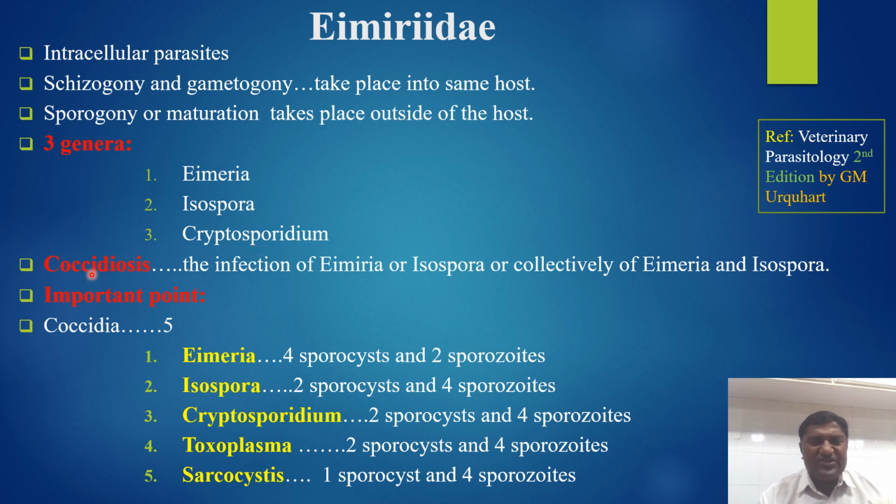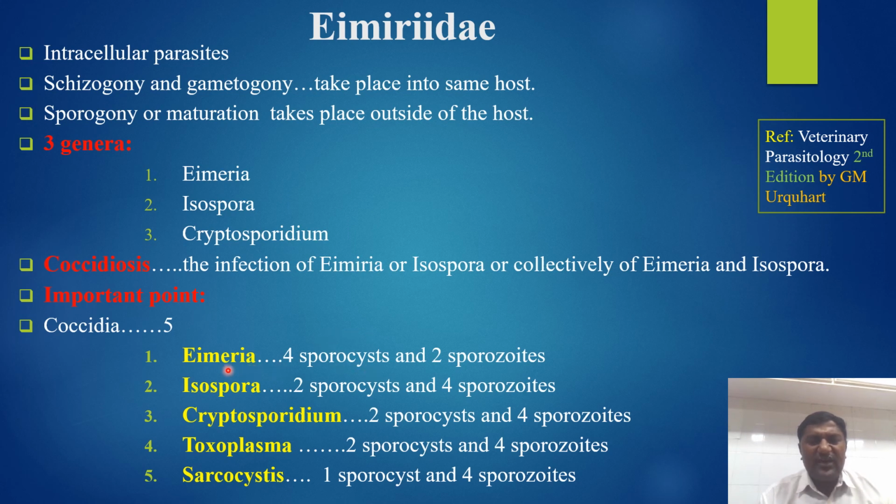The coccidiosis. What does coccidiosis mean? It is the infection of Eimeria or Isospora, or collectively of Eimeria and Isospora. The important points: there are five main coccidia, and they have different important points.